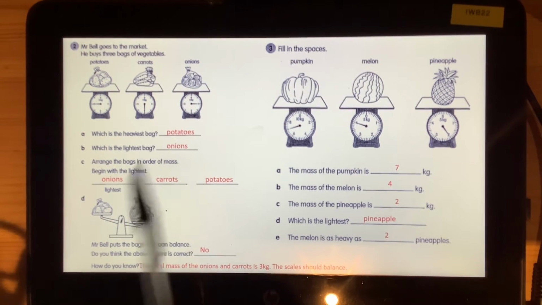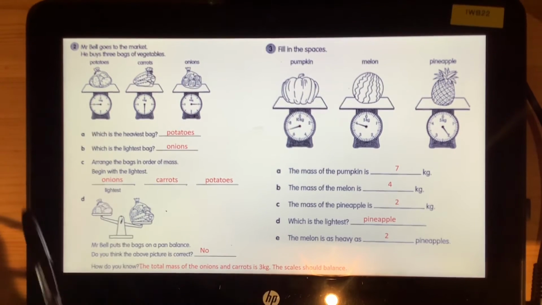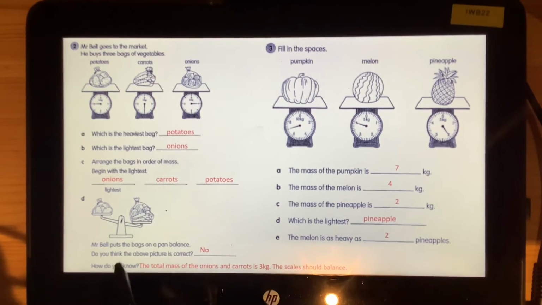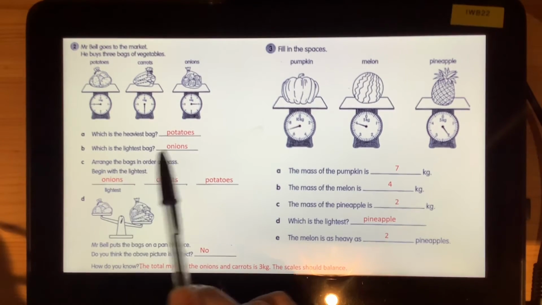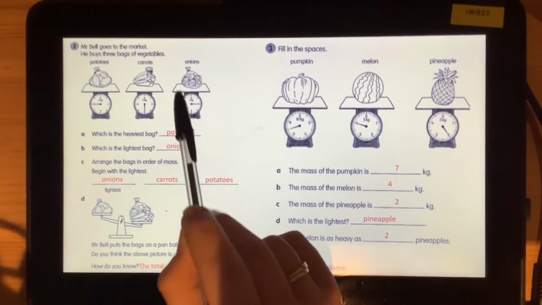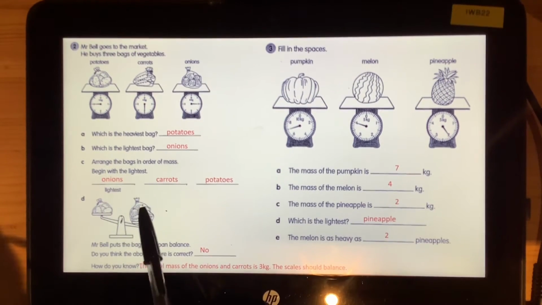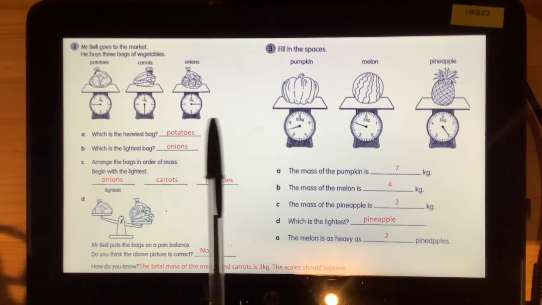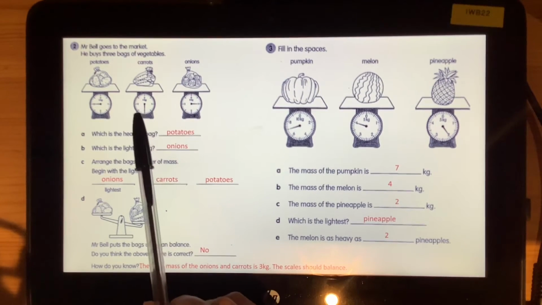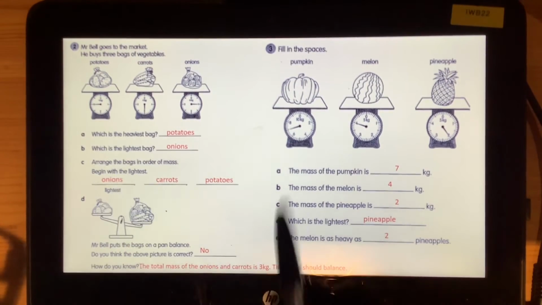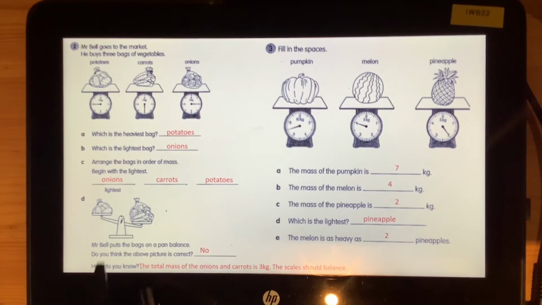Well, I know the potatoes are the heaviest because we've got 3 kilograms, 2 kilograms and 1 kilogram. Which bag is the lightest? Well, the onions have the lowest mass because they had a mass of 1 kilogram. Arrange them in order of mass, starting with the lightest. Well, it was 1 kilogram onions, 2 kilograms carrots and 3 kilograms potatoes.